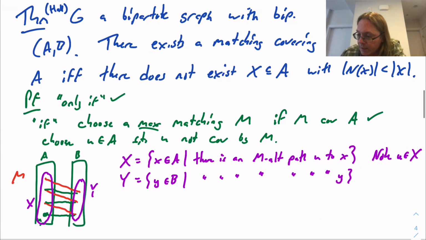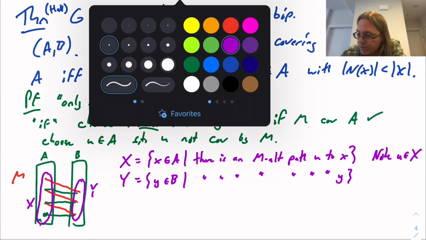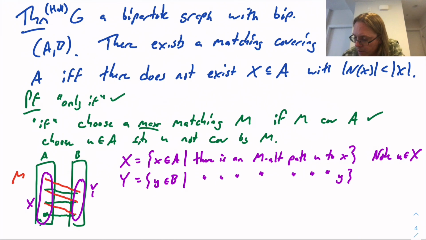Let's look at an arbitrary vertex that's in Y. Let's look for an arbitrary vertex. Oh, that's not a very arbitrary one. Let me pick one a little bit further out. So there's some little vertex out here. I'm going to call this one little y. Now, there's an alternating path that walks from U along to that little vertex y.